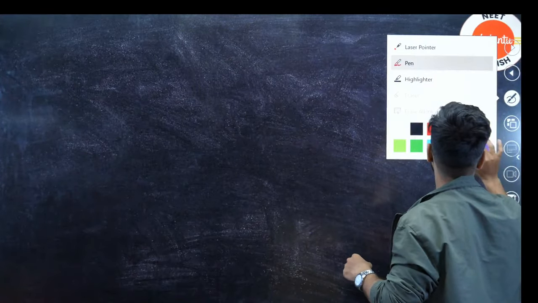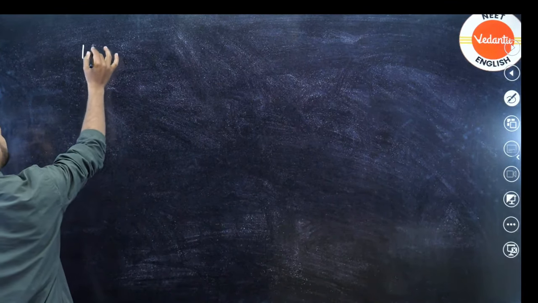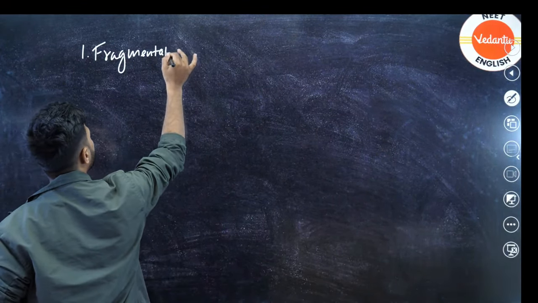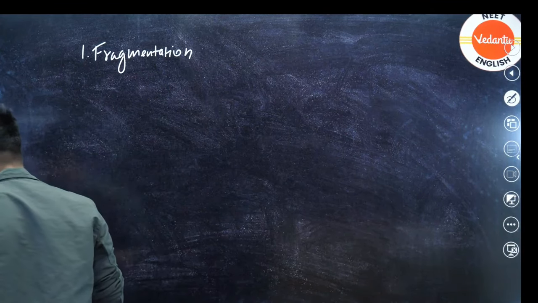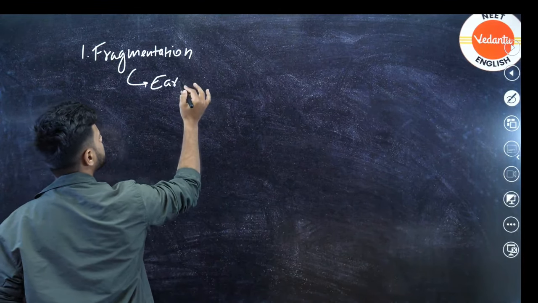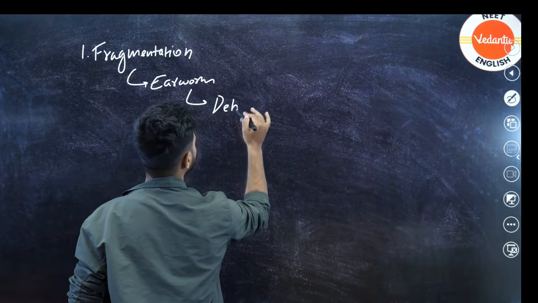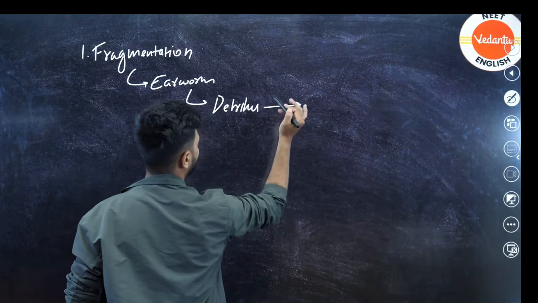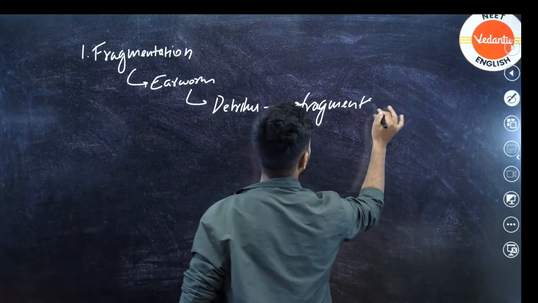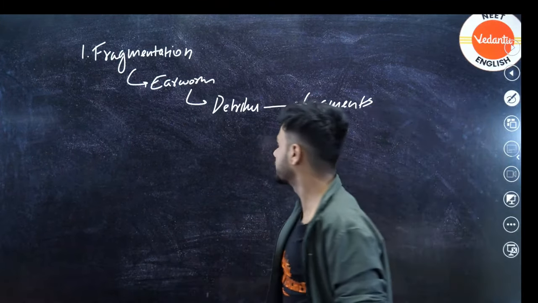So quickly write down what is fragmentation. First part here is fragmentation. So what is happening in fragmentation? Quickly tell me in the chat. Fragmentation is nothing but your detritivores, like your earthworms, are breaking the detritus. Detritus is breaking down into fragments. Very important line.